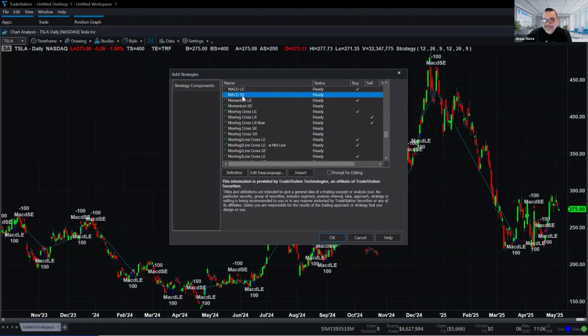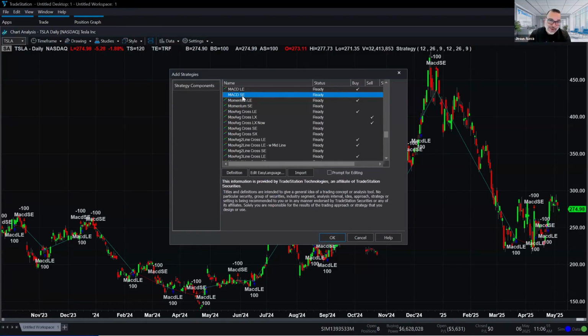So it doesn't have any exits, although since I have two opposing signals, a long entry and a short entry, they will exit each other automatically. It reverses the strategy. It's a reversal strategy. So it flips you back and forth between a long and a short. And in that flip, when you go from long to short and short to long, there's going to be an exit, because you cannot be long and short a stock at the same time.